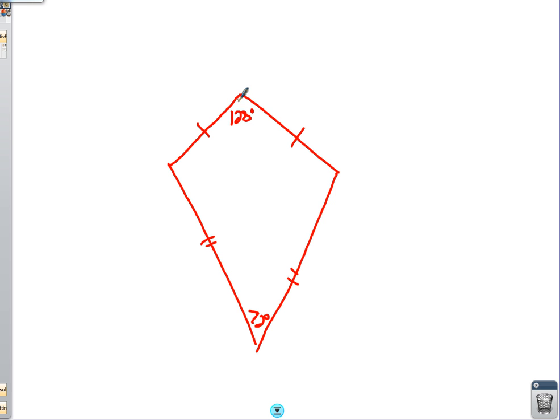If you drew this, this would be 64 and 64. This would be 36 and 36. That's one way of working it, and then seeing what adds up to the 180. You got two triangles. Or, when you're dealing with a kite, since you do have that symmetry, these angles are going to be equal.